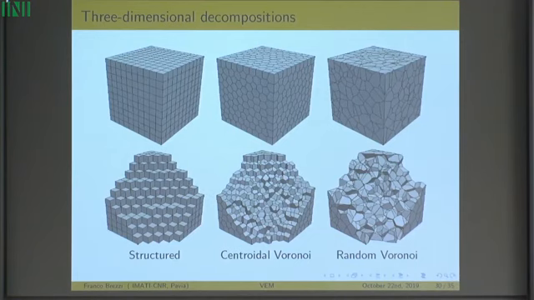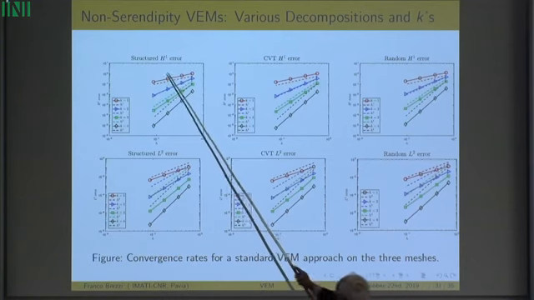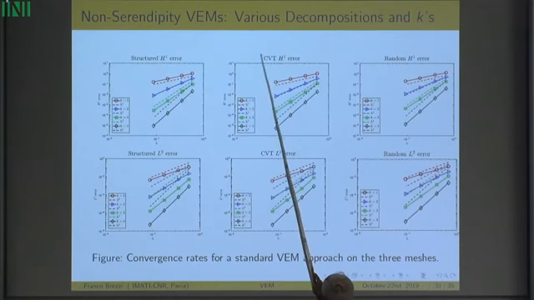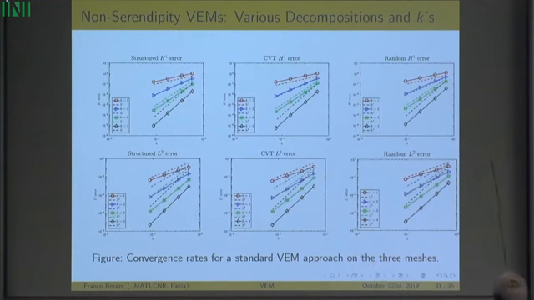Okay, and then here are first. We cannot compare with finite elements. So we compare the three meshes for different values of k. And you have the structured mesh in cubes, the centroidal Voronoi tessellation and the random tessellation, and you have the H1 error and the L2 error, and you see that every one behaves as it should.